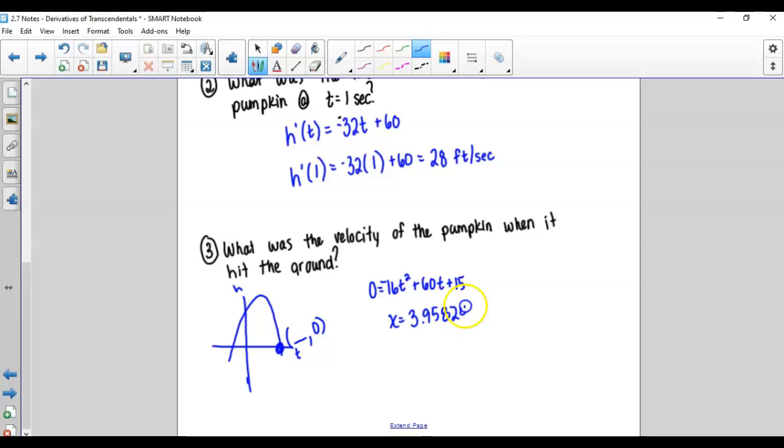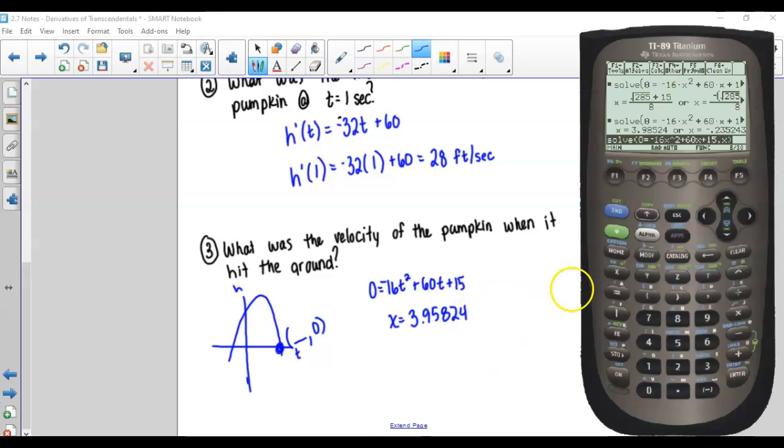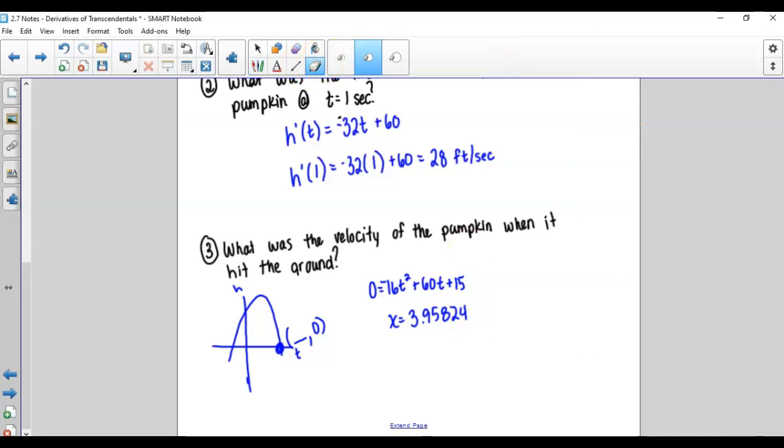3.95824, I think. Let's see if that was right. 3.98524, sorry. 3.98524. And so this is the x value where our pumpkin hits the ground. And so we don't want to know just what this is. We want to know the velocity, and that velocity we can find with our h prime of t.